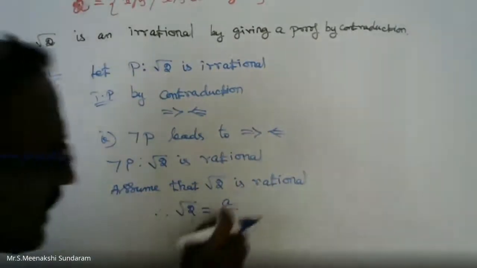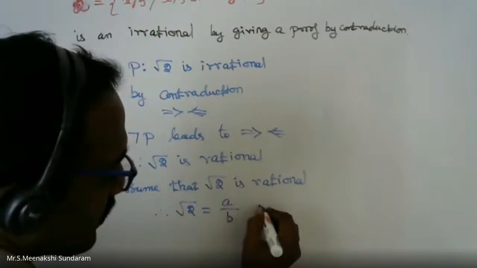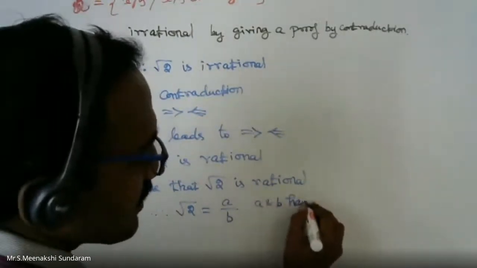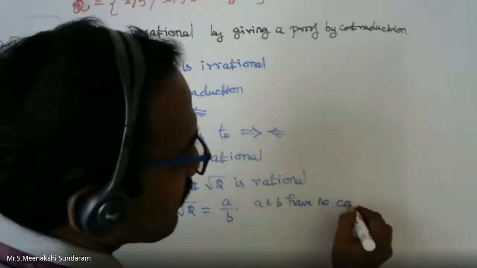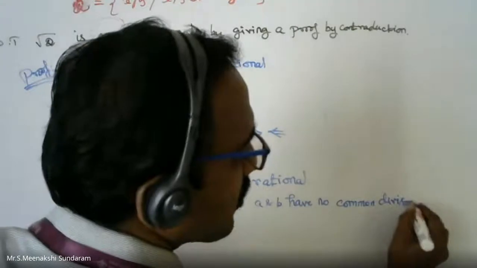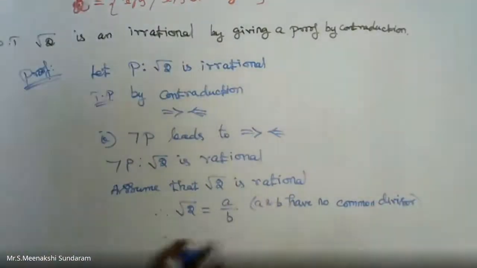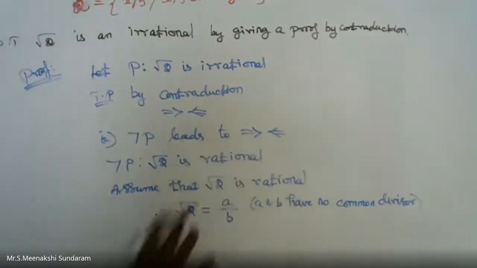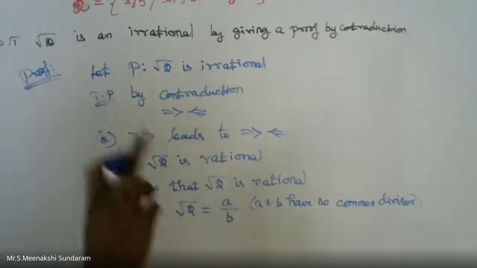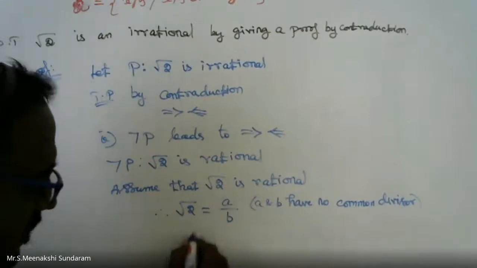So root 2 equals a by b, and note that a and b have no common divisor. Suppose there were a common divisor, I can cancel it. The common divisor is 1. Therefore, you can square on both sides.